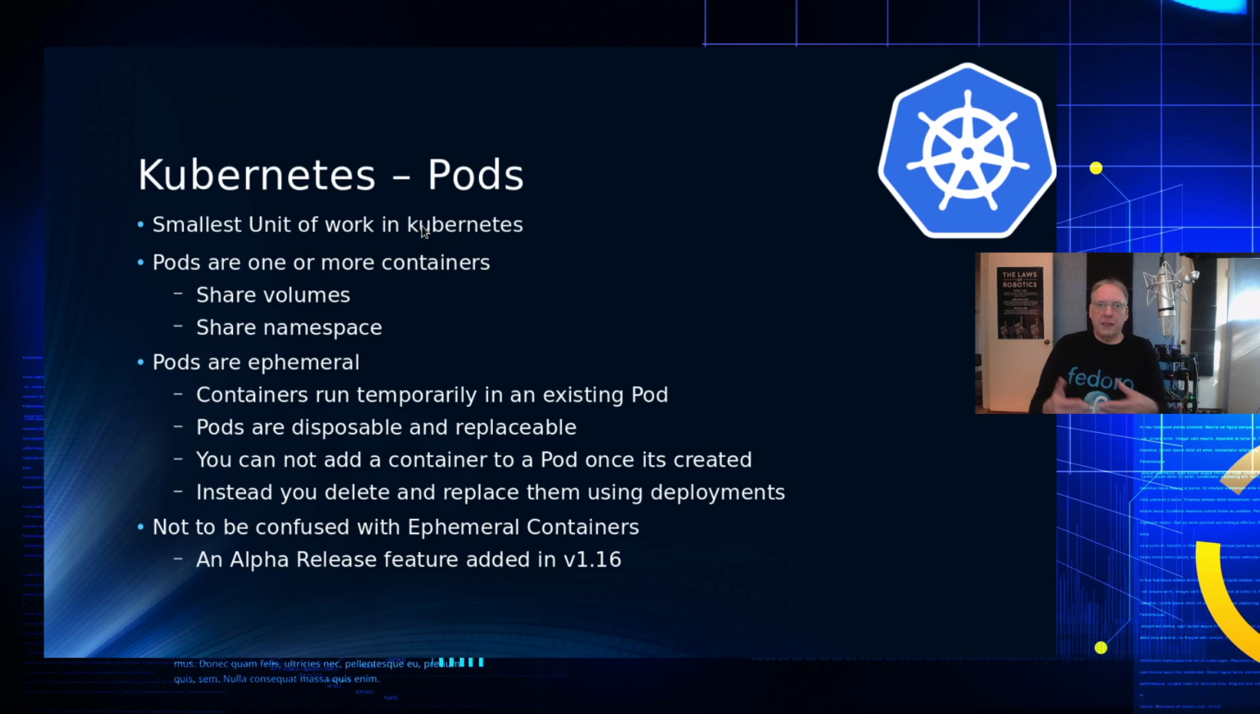So the base unit of Kubernetes is the pod. It's the basic unit of work in Kubernetes. Pods are one or more containers that share volumes and they share namespaces. So it allows me to install a group of containers that make up an application or a pod. The containers run temporarily in an existing pod. Pods are disposable, they're replaceable, they're scalable.